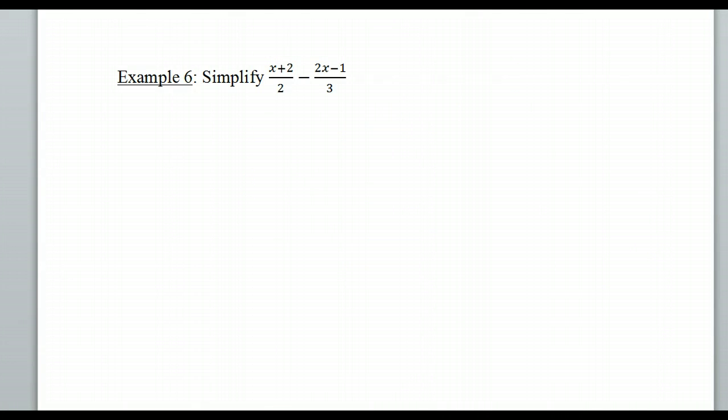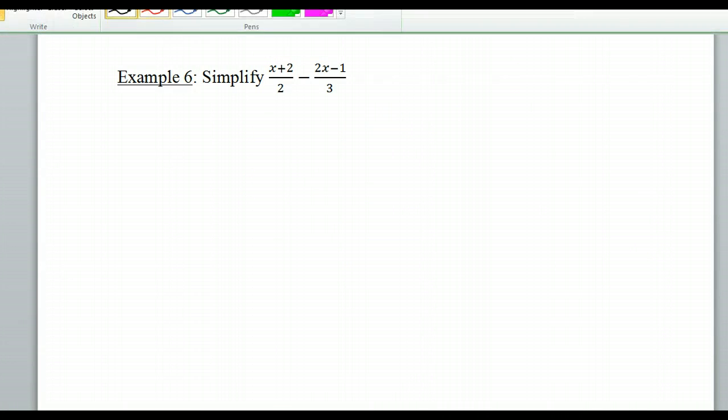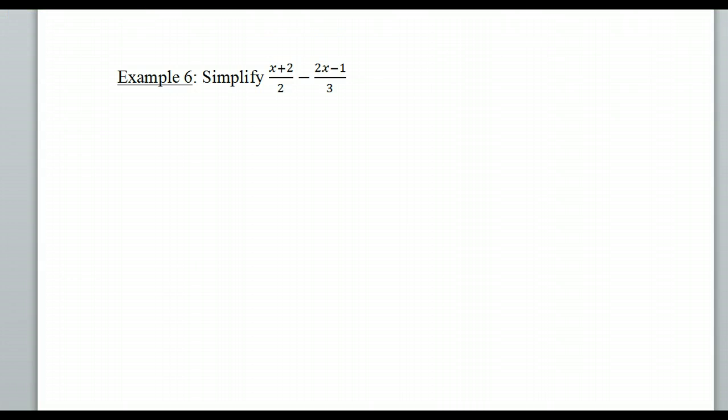Okay, let's go ahead and do the last example. Here looks pretty complicated, but again, I have two fractions, so anytime you're adding or subtracting fractions, you have to get a common denominator. So let me do that first. The common denominator between 2 and 3 is 6. So I'm going to go ahead and write my 6.